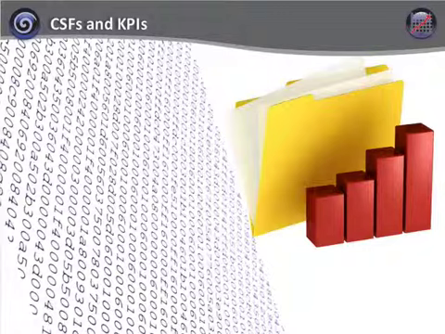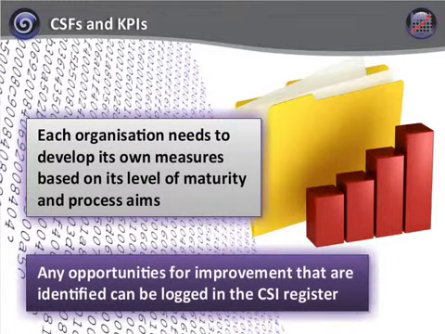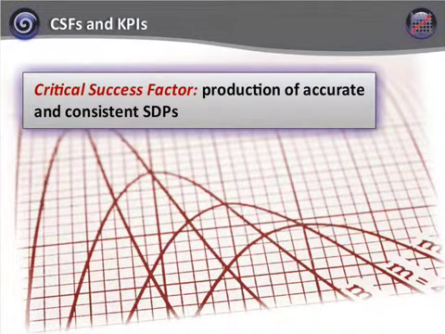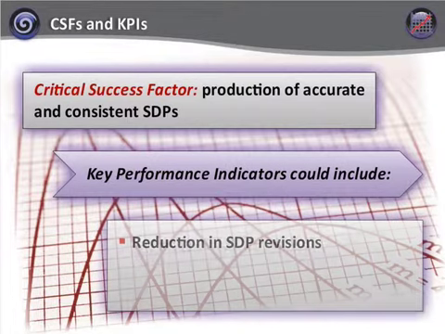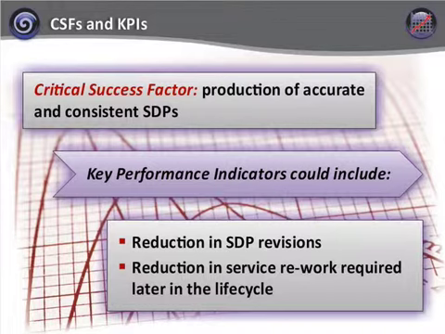Next, we're going to look at some examples of critical success factors and key performance indicators for design coordination. Remember, each organization needs to develop its own measures based on its level of maturity and process aims. Any opportunities for improvement that are identified can be logged in the CSI register. The first possible critical success factor is the production of accurate and consistent SDPs. Key performance indicators could include reduction in SDP revisions, reduction in service rework required later in the life cycle.